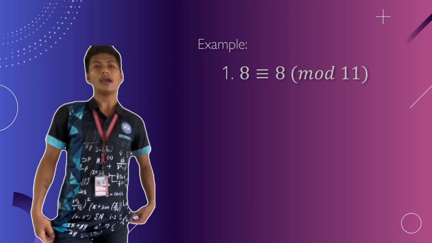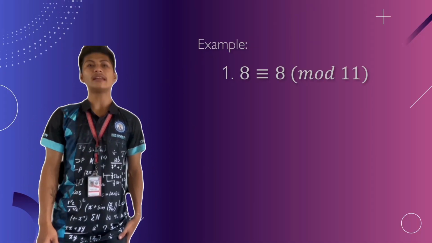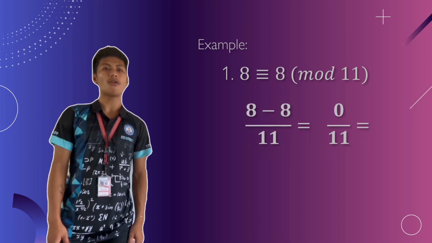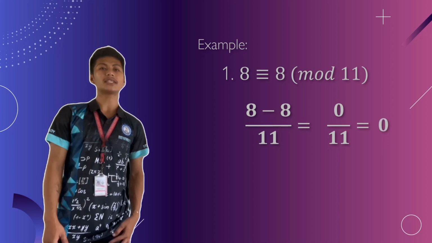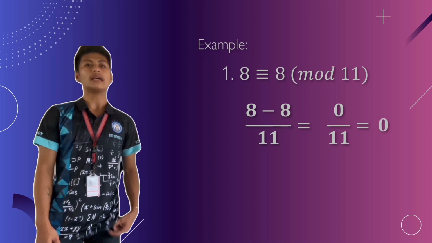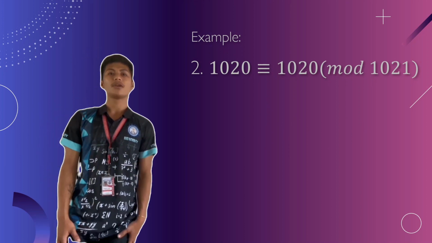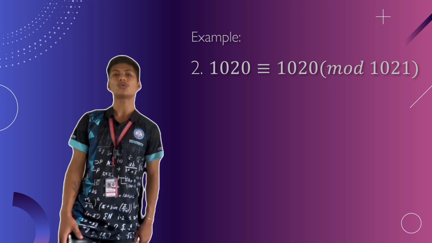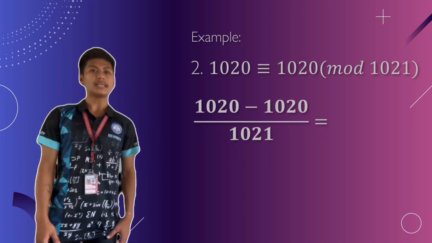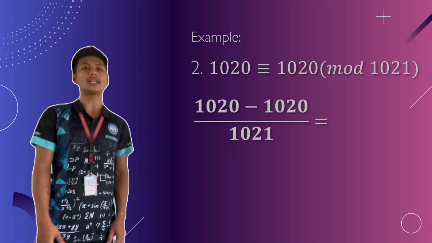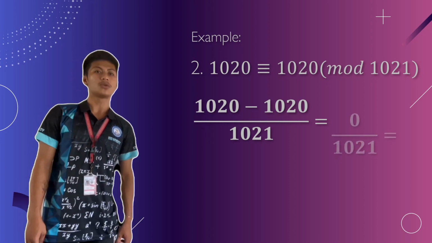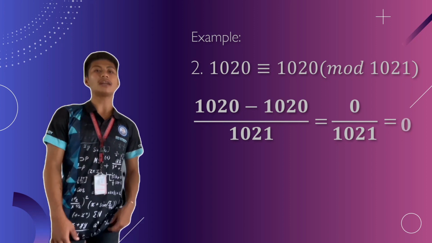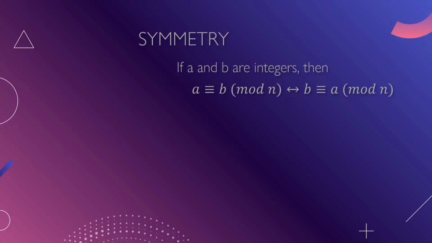Example number 1. 8 is congruent to 8 modulo 11. 8 minus 8 divided by 11 is equal to 0 over 11. So 0 is an integer, therefore it is correct. Example number 2. 1020 is congruent to 1020 modulo 1021. 1020 minus 1020 divided by 1021 is equal to 0 over 1021, which is equal to 0. 0 is an integer, therefore it is correct.